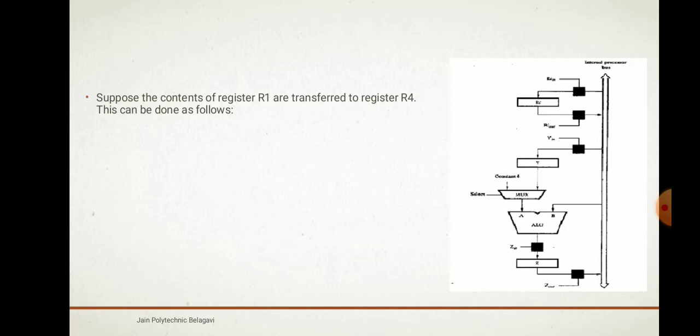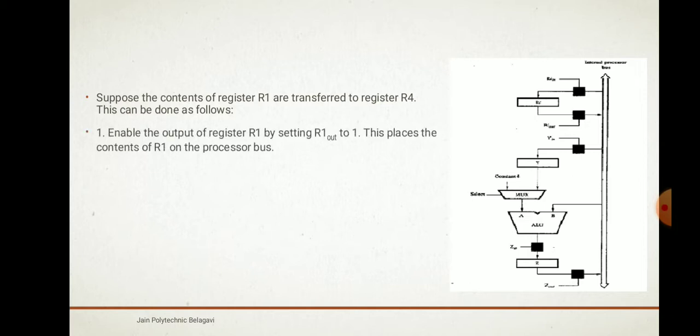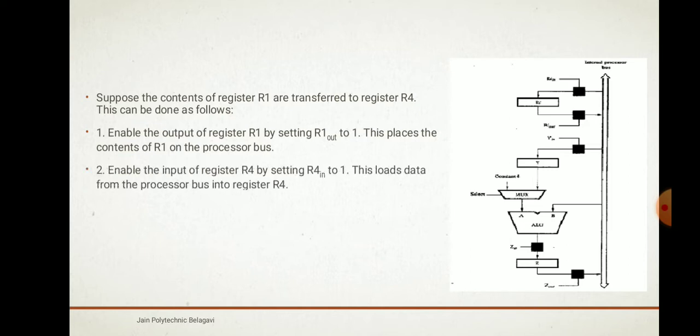Now suppose the contents of register R1 are transferred to register R4. This can be done as follows. First, enable the output of register R1 by setting R1 out to 1. This places the contents of R1 on the processor bus. Second, enable the input of register R4 by setting R4 in to 1.